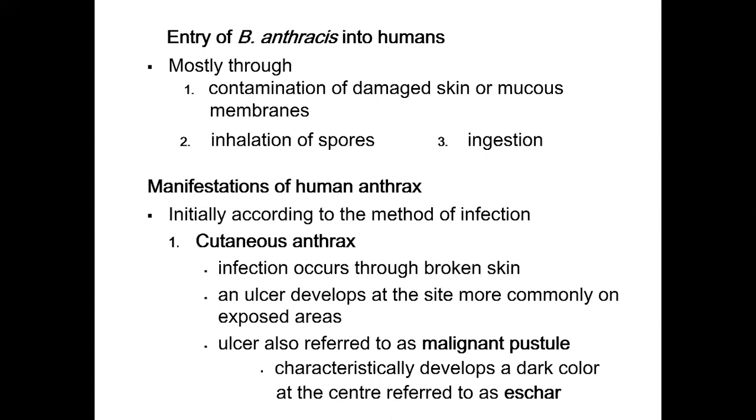So the ulcer develops at the site, and more commonly it's seen on exposed parts. These are the parts that are likely to come into contact with the spore. It could be somewhere on the face, somewhere on the arms, or somewhere on the legs. And this ulcer is also referred to as a malignant pustule. And clinically, it develops a dark part at the center, and that part is referred to as an eschar.